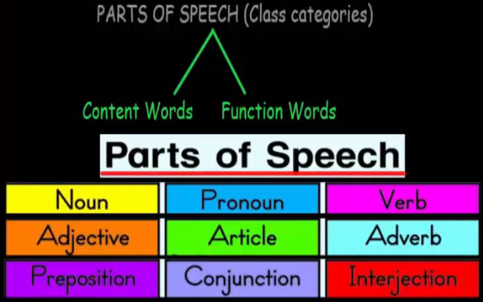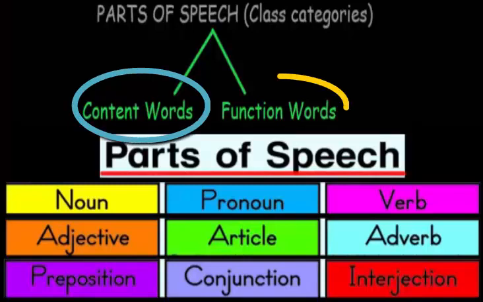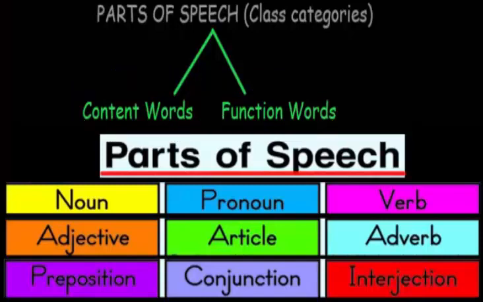These words that we see, they have different groups. They are grouped into different areas. So the two groupings that we have are one, the content words, and two, the function words. All the parts of speech that we have are grouped into these two categories. Now let us see the content words and then the function words.